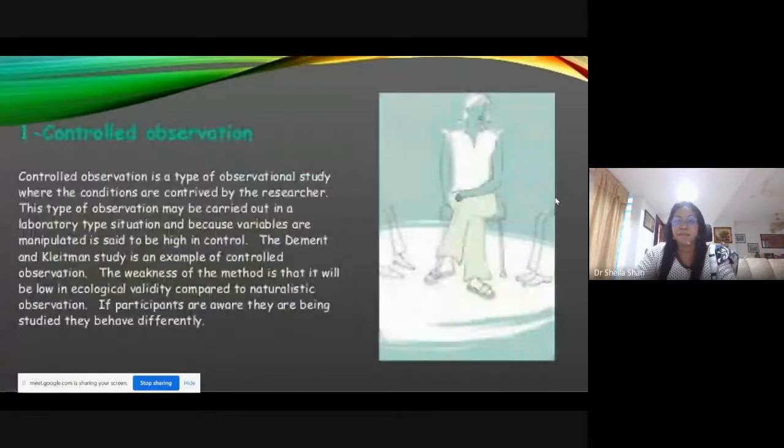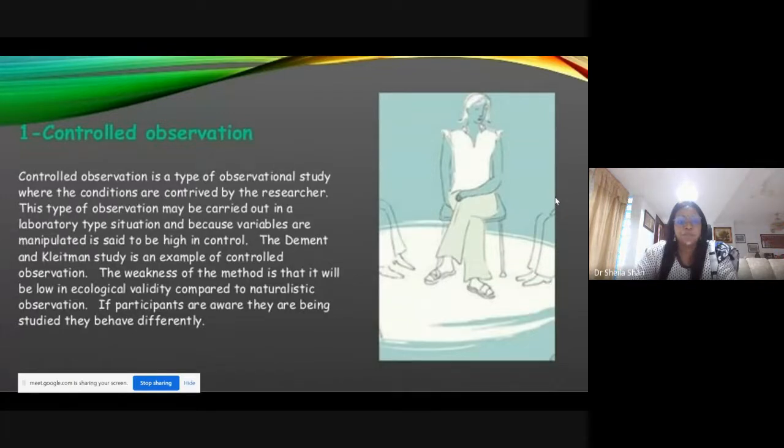We have three methods here. Control observation. Normally, it is carried out in a laboratory type of situation where the variables are manipulated, said to be in high control. The weakness of this method is that it will be low in ecological validity. The study that you do is not so valid compared to natural, because you already changed things, so people will tend to pretend. It's not a real one. For example, you want to study about alcoholics.